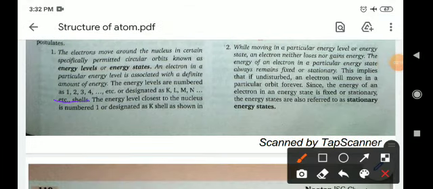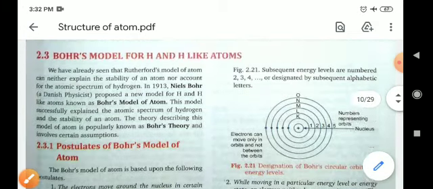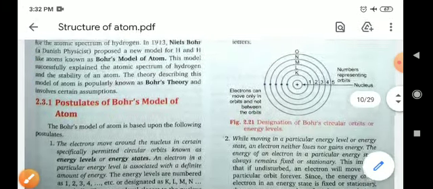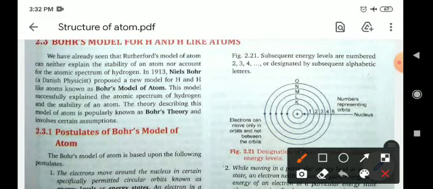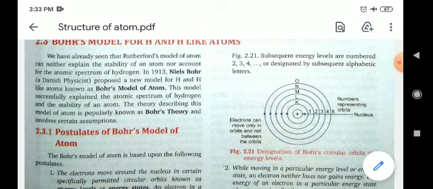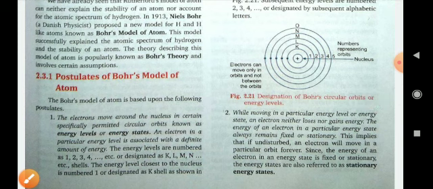K, L, M, N etc. are called shells. The energy level closest to the nucleus is numbered 1 and designated K, and so on. In this structure of the atom you can see there is a nucleus in which positive charge is present, and there are many circular orbits. They are known as shells, and the values for these orbits are 1, 2, 3, 4, 5 and so on, designated as K, L, M, N, O etc. In these orbits electrons revolve. So this was the first postulate of Bohr's model.